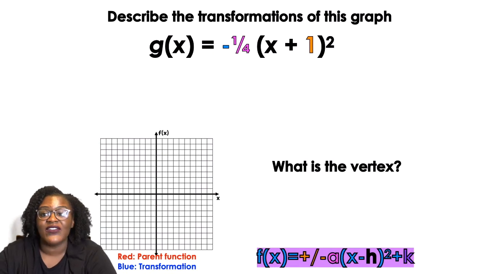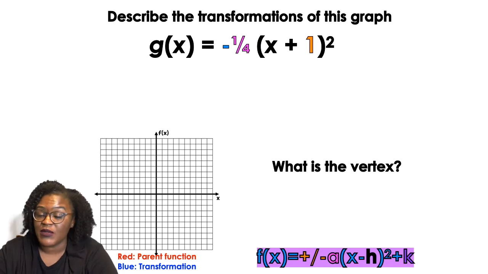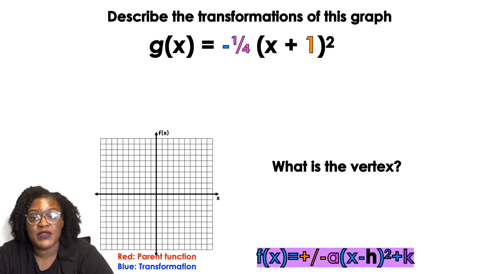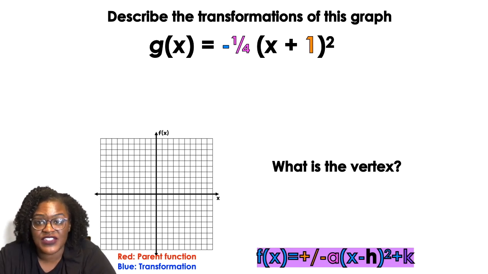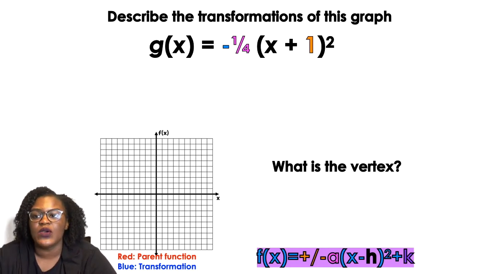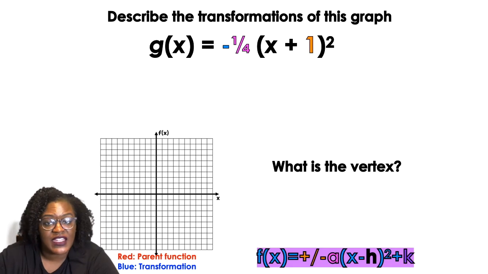Okay, so now we have g of x equals negative 1/4, parentheses x plus 1 quantity squared. Now we have a minus in the front. Remember, what do minuses tell you to do? You've got to think about vertex form. What is it telling you to do? That's the first thing. Now, the second thing is the 1/4. The 1/4 is separate from the minus. What does that 1/4 tell us to do? What position is it in? Is it the a, is it the h, or is it the k? That's what you've got to think about. And then you have the 1. What value does the 1 represent? Is it the a, is it the h, or is it the k?